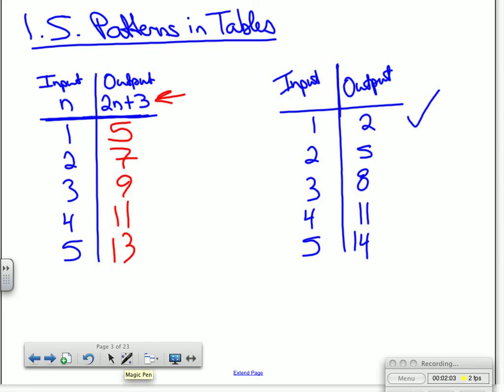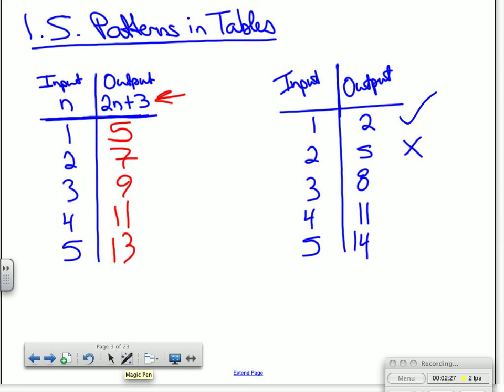So if I think my rule is plus 1, I've got to try it on my next one. 2 plus 1 is 3. Doesn't work for that one. So you can sort of do that trial and error thing. So I'm going to try something different now. How can I get from 1 to 2? I could times by 2. So 1 times 2 is 2. That always works for the first one because that's how I made it up. 2 times 2 is not 5.